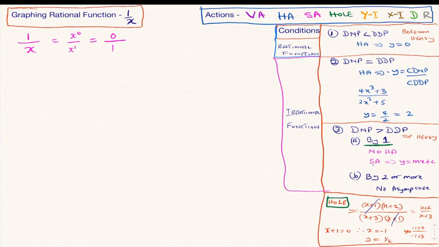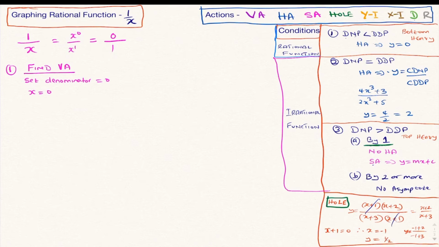So in this case, number 1 is to find VA. This is the vertical asymptote. The vertical asymptote is the imaginary vertical line. And in this case, in order to find it, you set the denominator to 0. In this case, x equals 0.